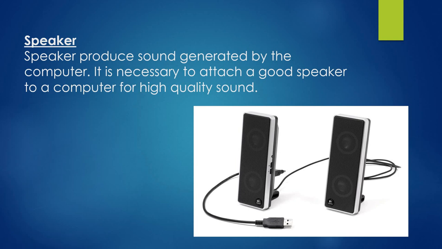Then output devices are monitors, printer and speaker. In monitor, the main points are resolution and size of the monitor. Then in printer, the two types of printers are impact printer and non-impact printer. Then next plotter and speaker.